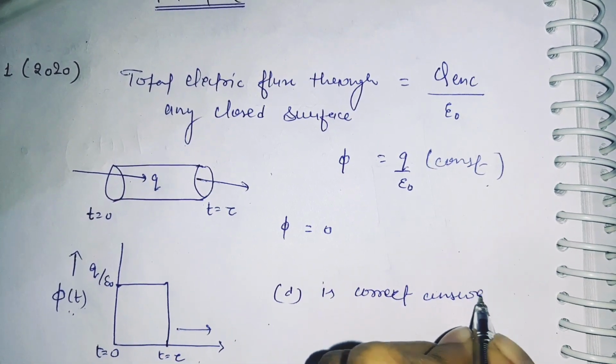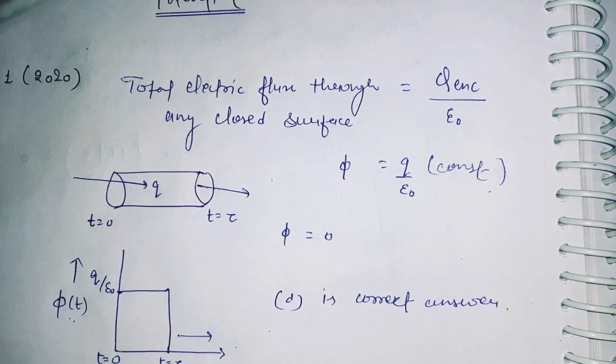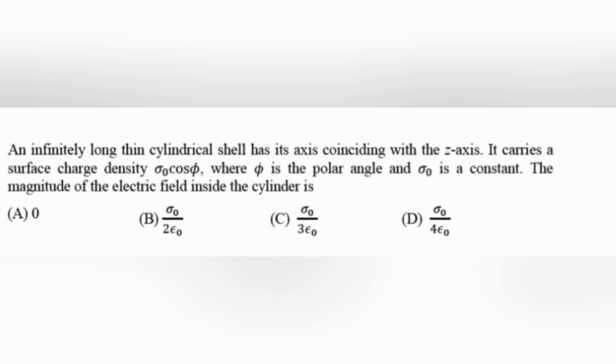Now the second question is from the year 2019. In this question we are given an infinitely long thin cylindrical shell whose axis is along the z-axis, and we are also given the surface charge density sigma naught cos phi, where sigma naught is a constant and phi is the polar angle. Now we need to find the magnitude of the electric field inside the cylinder.